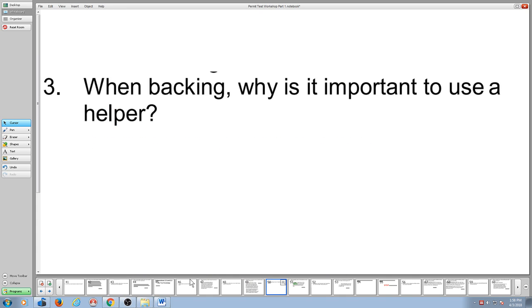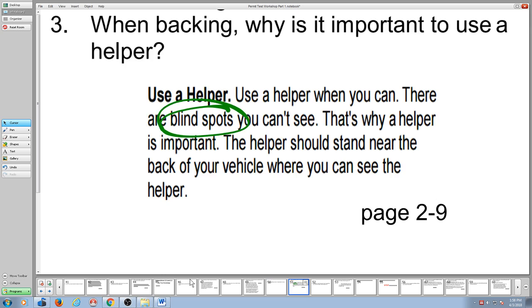When backing, why is it important to use a helper? Make it easier, safer. Yep. So use a helper when you can. There are blind spots you can't see, and that's why Bill circled the blind spots part. It's very important. That's why a helper is important. The helper should stand near the back of your vehicle where you can see the helper so that you don't accidentally run them over.